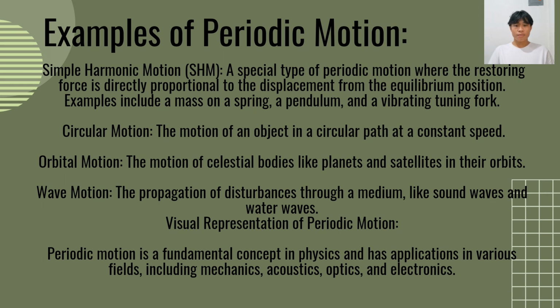Circular motion. The motion of an object in a circular path at a constant speed. Orbital motion. The motion of celestial bodies like planets and satellites in their orbits. Wave motion. The propagation of disturbance through a medium like sound waves and water waves. Visual representation of periodic motion. Periodic motion is a fundamental concept in physics and has applications in various fields, including mechanics, acoustics, optics, and electronics.